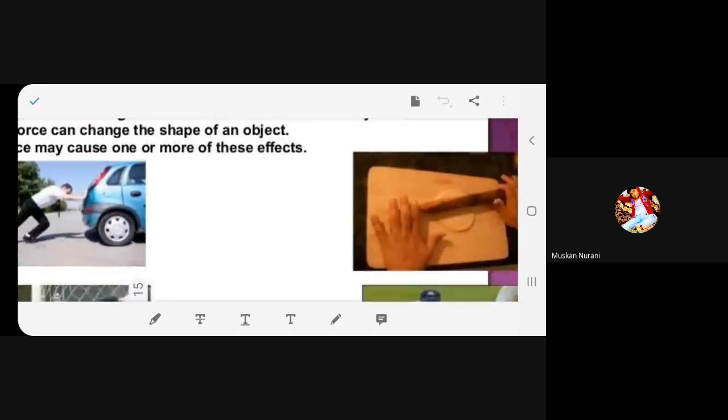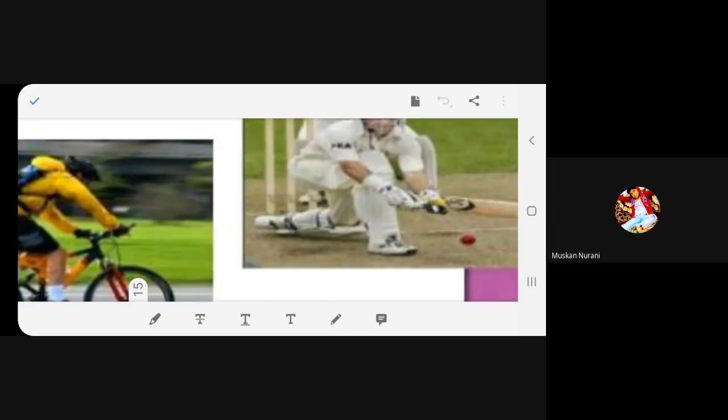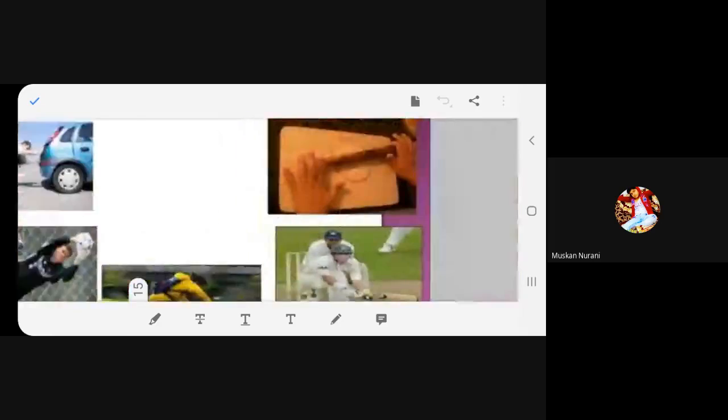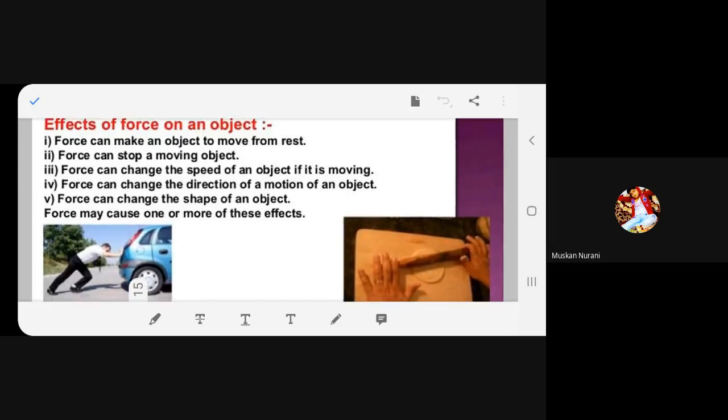Force can change the direction of motion of an object. A ball is moving already, and the batsman changed the direction of the ball. Yes or no? Yes. This is one. Then we come to the next one. Force can change the shape of an object.